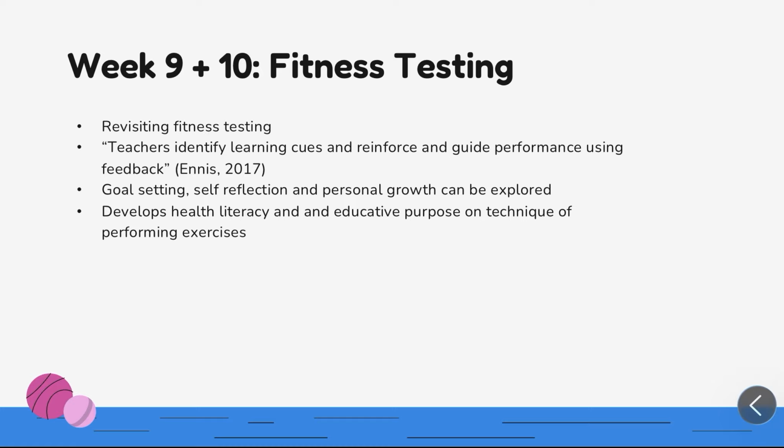In our last 2 lessons, we revisit fitness testing. By completing the same exercises again weeks after initial testing, this allows students to identify improvements or regressions, helping them understand the impact of consistent physical activity. Teachers identify learning cues and reinforce and guide performance using feedback, Ennis 2017. And therefore, as a teacher, repeating this lesson at the end of the unit allows for a reinforcement of correct technique, such as how to hold the ball in the seated medicine ball chest pass.